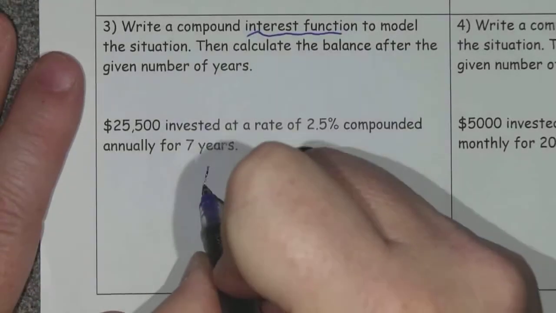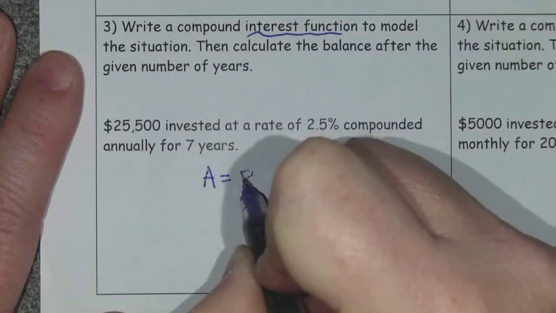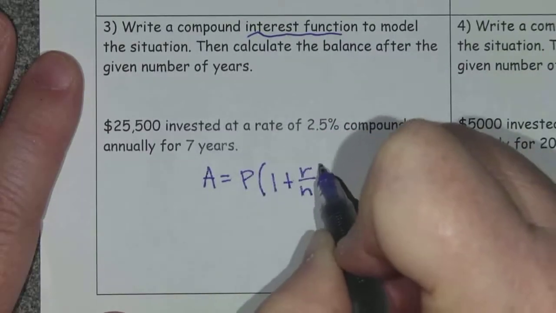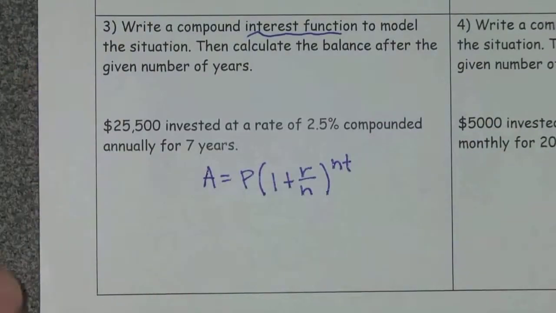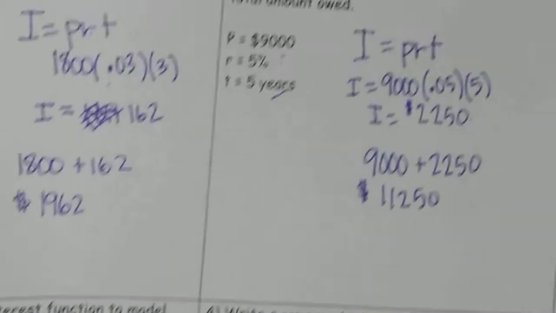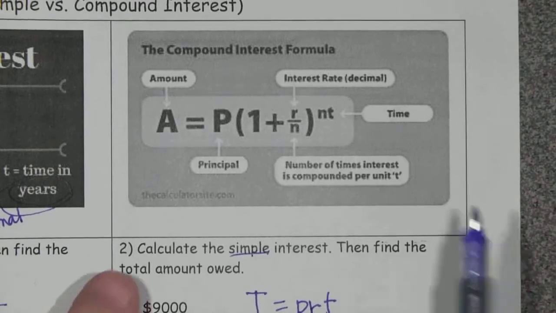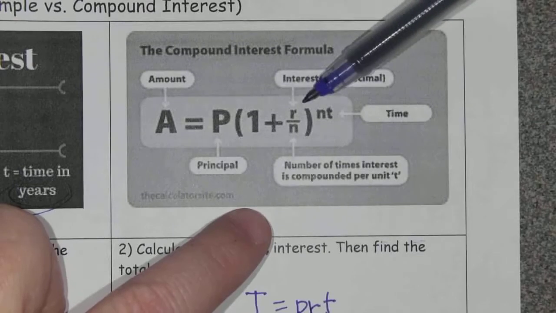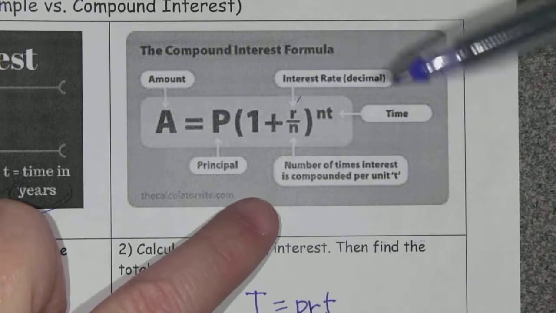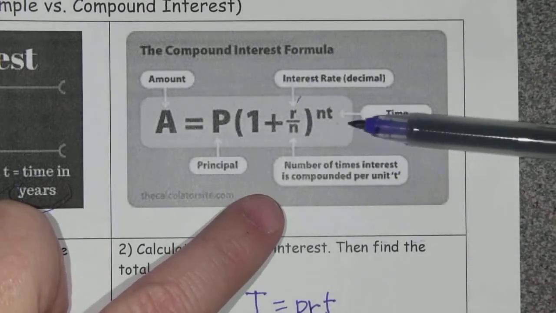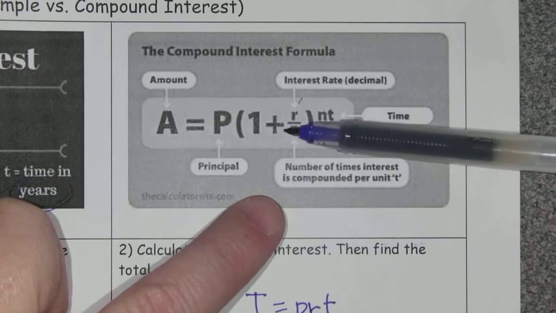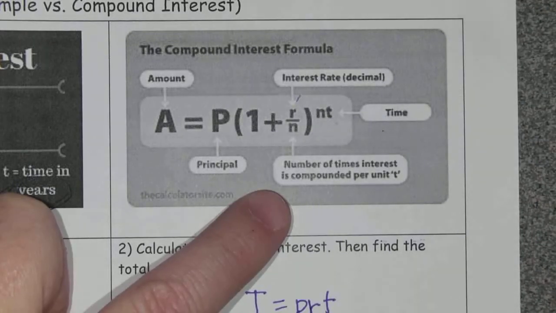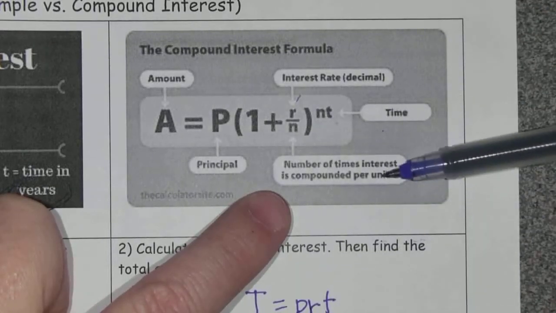So the compound interest formula is A equals P times 1 plus R over N to the NT. So I just wrote that formula down from up here. So up here it tells you everything that it is. This is your end amount. This is your principal. R is your interest rate, just like in the other formula. T is your time in years, just like in the other formula. The only thing that this formula has that the other formula didn't is N, which is the number of times per year that interest is compounded.